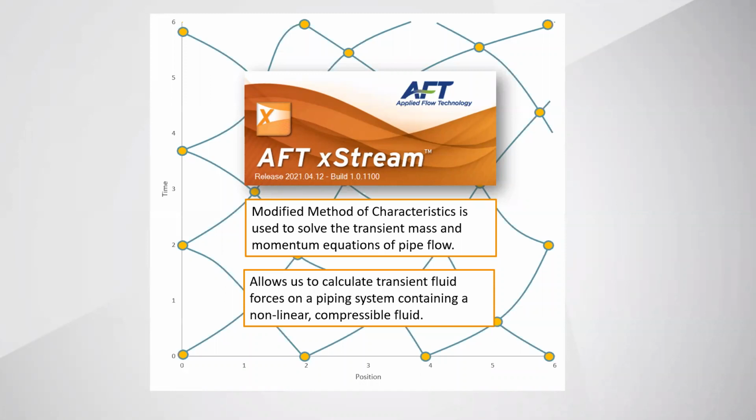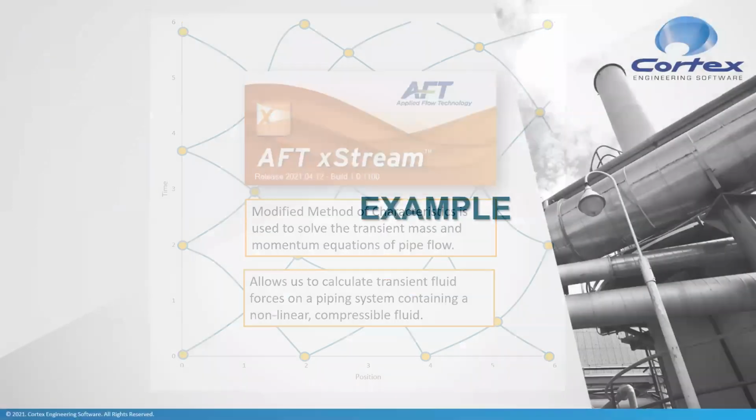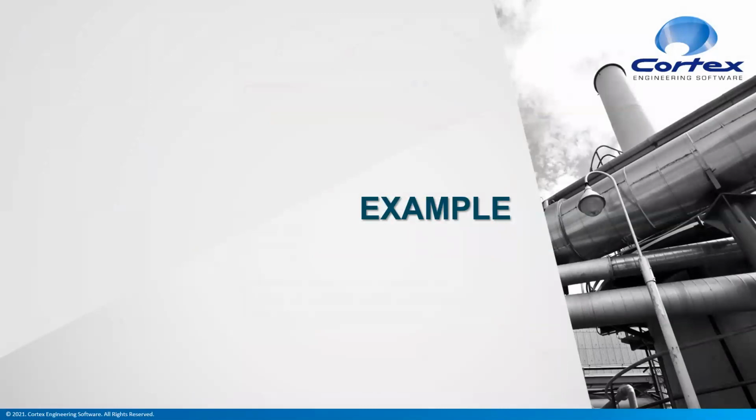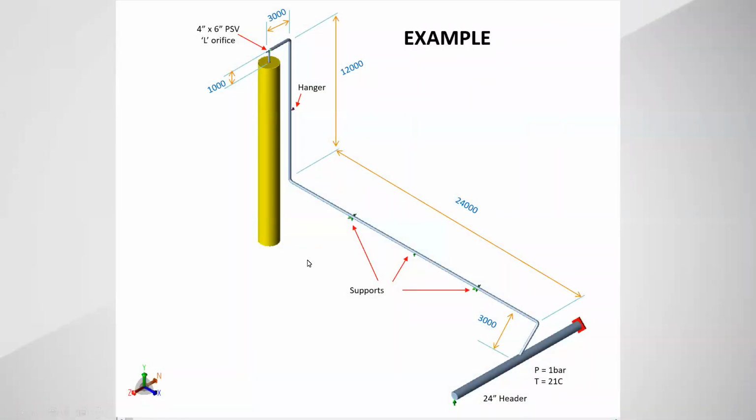Now, what I want to do is illustrate this with an example. It's a simple example. We have a pressure vessel with a pressure relief valve on the top, a horizontal section of pipe, a vertical section, another horizontal section into a pressure header, a flare header. So we're going to be using propylene at a pressure of 25 bars and 250 degrees C.